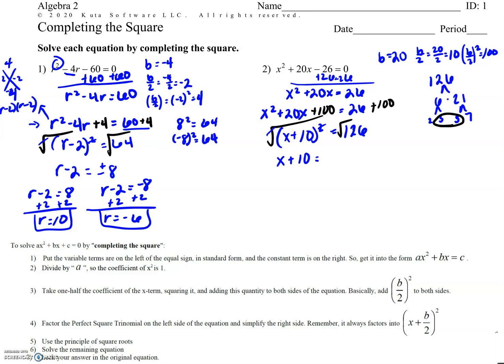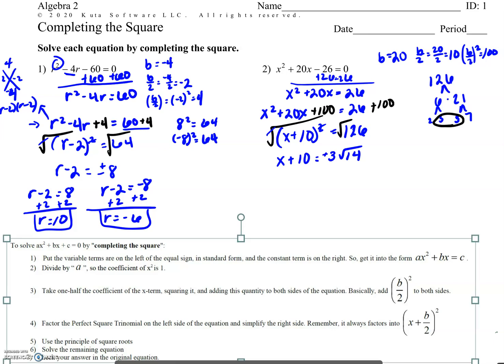So the square root of 126 would simplify to 3 radical 14. Remember, you multiply that 2 and the 7, and the 3 comes out. And since we took the square root of that side, it is plus or minus. So those would be our two solutions.